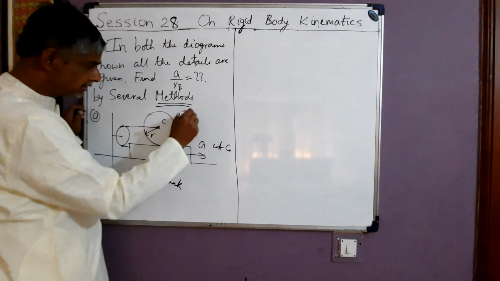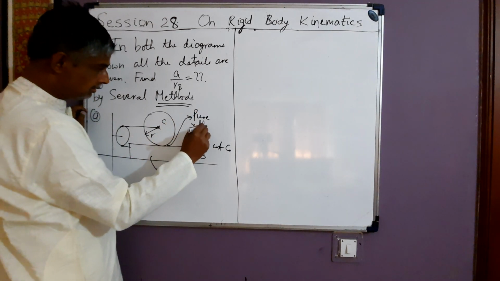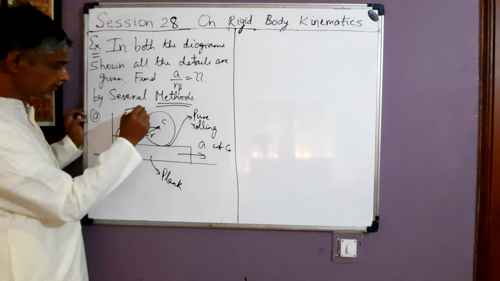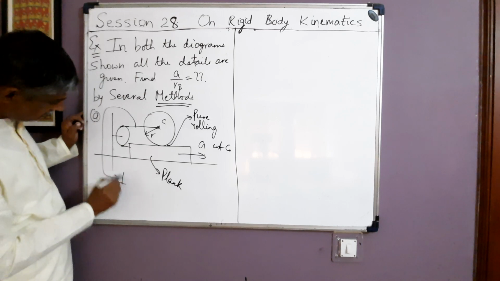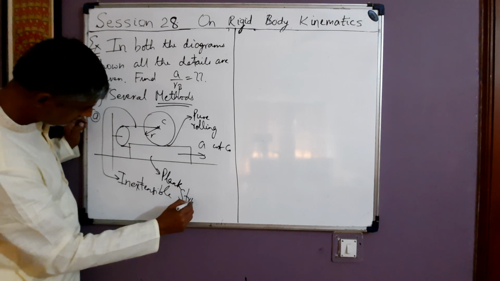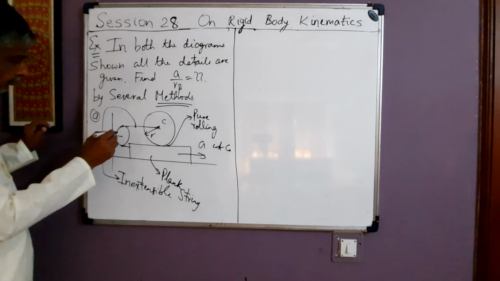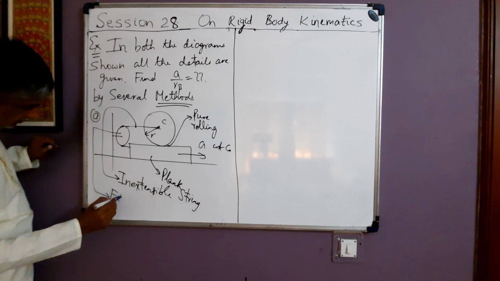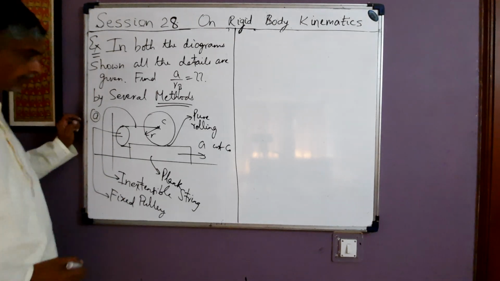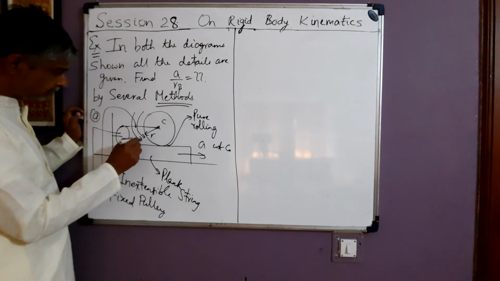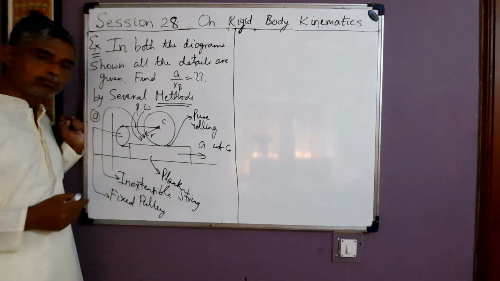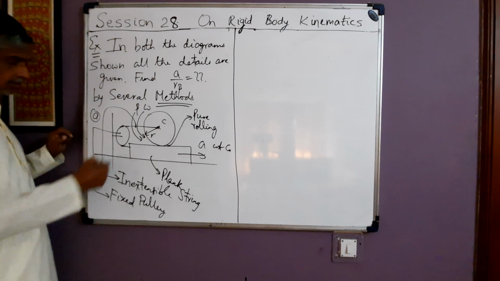And here we have pure rolling taking place. And this is an inextensible string. This is a fixed pulley. And omega and beta are both anti-clockwise. Omega and beta are respectively the angular speed and angular acceleration of the drum with respect to ground. Both are in anti-clockwise sense. This is the complete diagram.